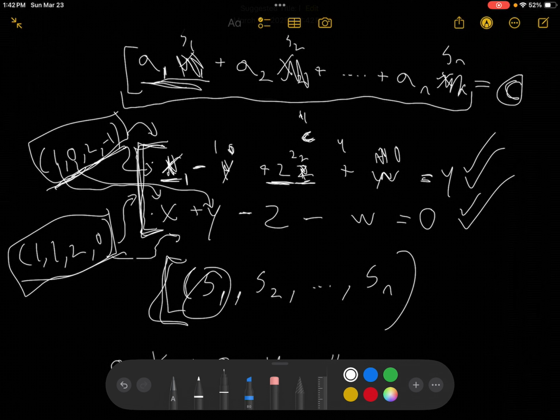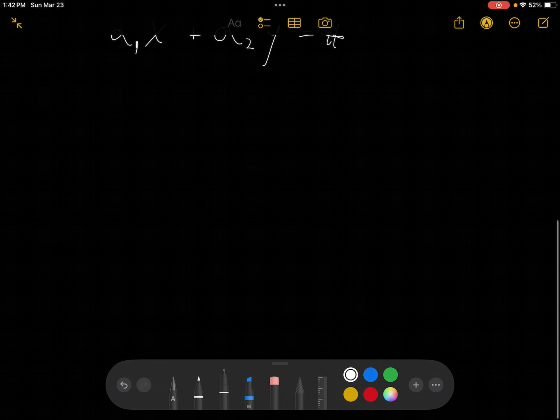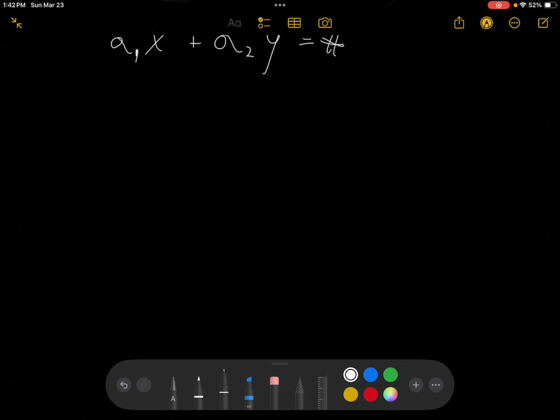Which brings us to the definition of a solution set, which is the set of all possible solutions to a system of linear equations. So for this example, both this and this are in the solution set to our system. And then that segues right into equivalent linear systems. So I'm going to write out a new system real quick.